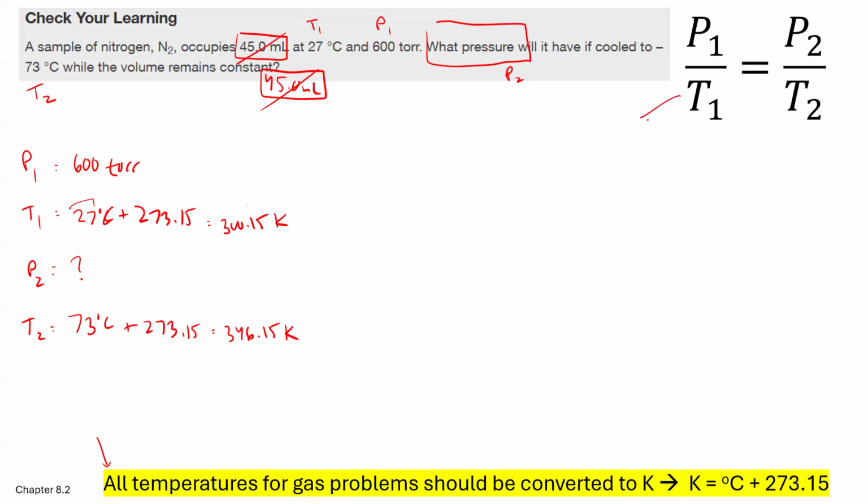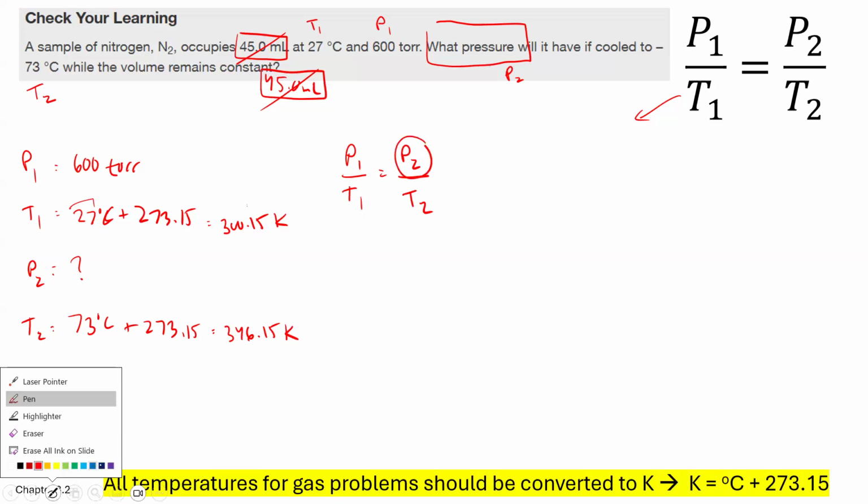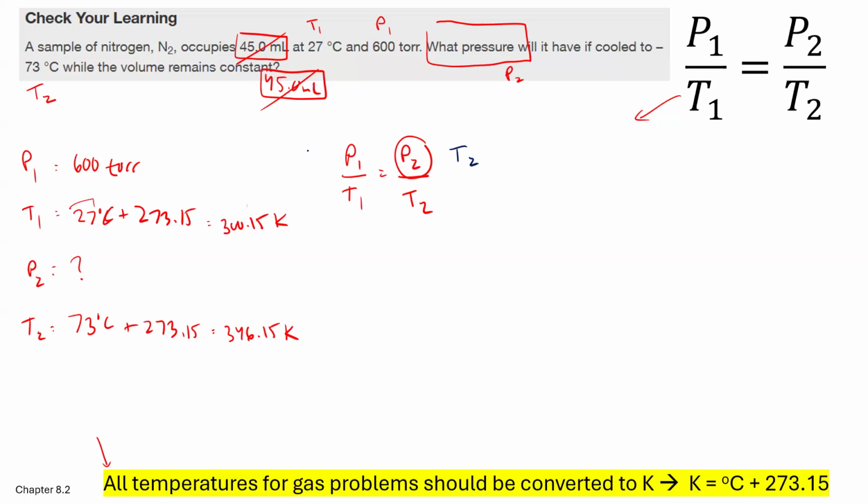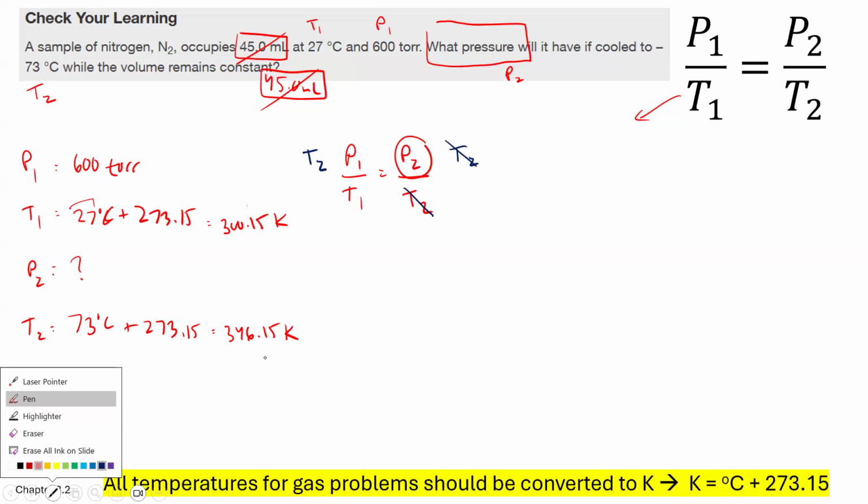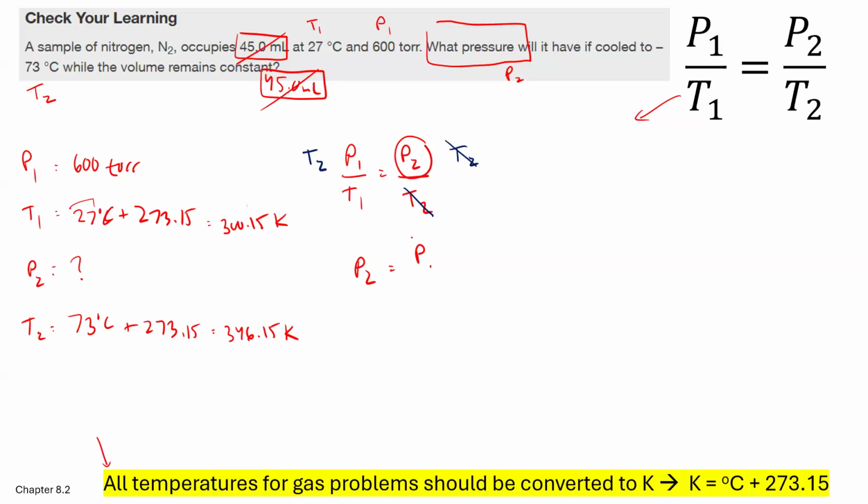So now we're going to take this equation and figure out what we're trying to solve for. P1 over T1 equals P2 over T2. We're looking for P2. For us to get that by itself, we have to multiply both sides by T2. Look what happens. T2 cancels out, and we're left with exactly what we need. So P2 equals P1 over T1, and we have this T2 up top. We're just going to plug the numbers in now.